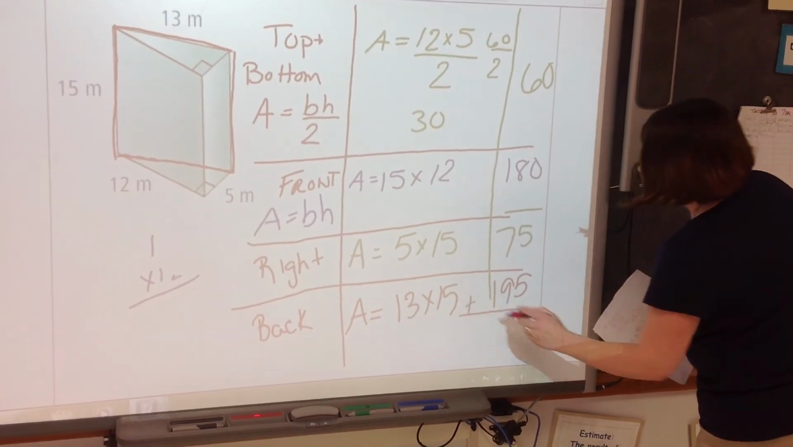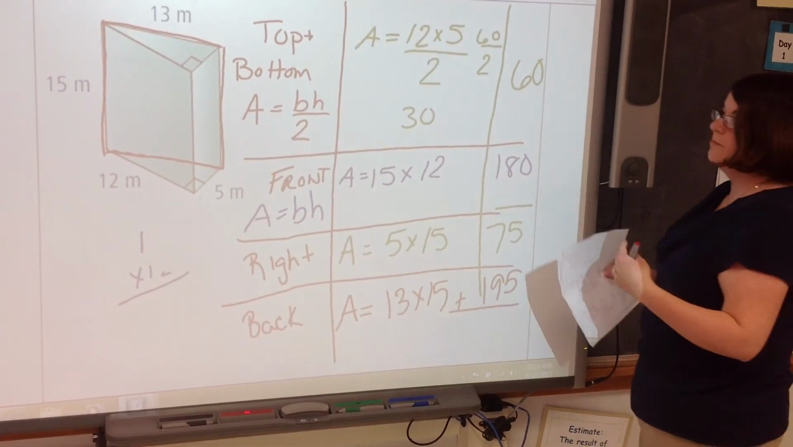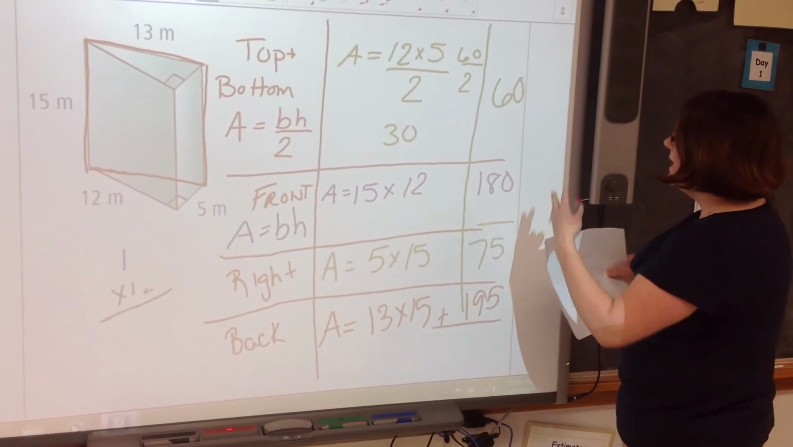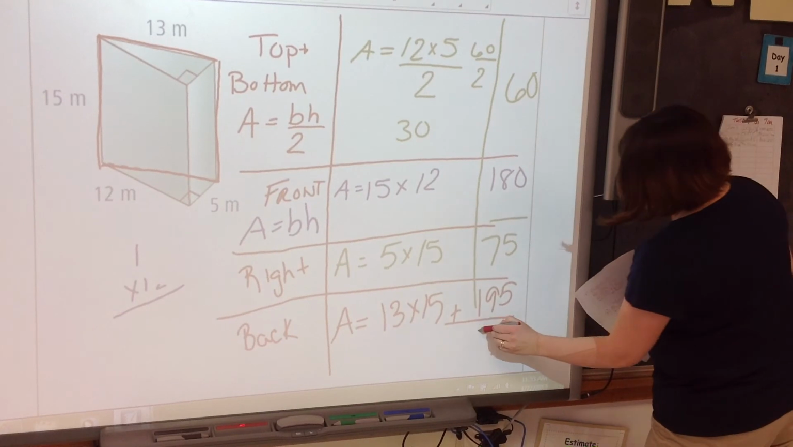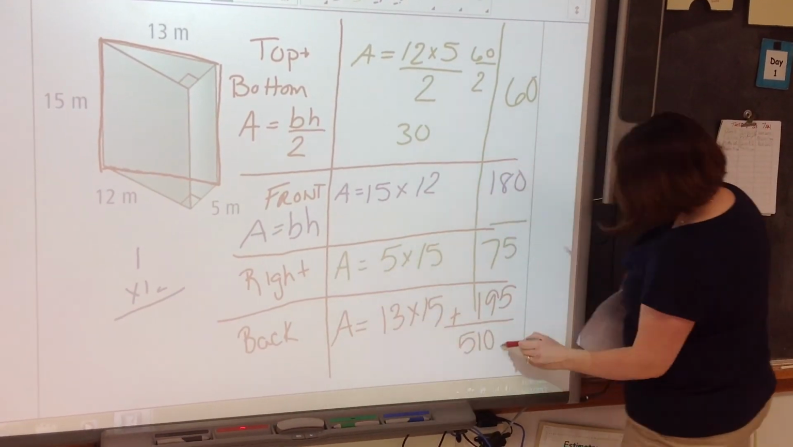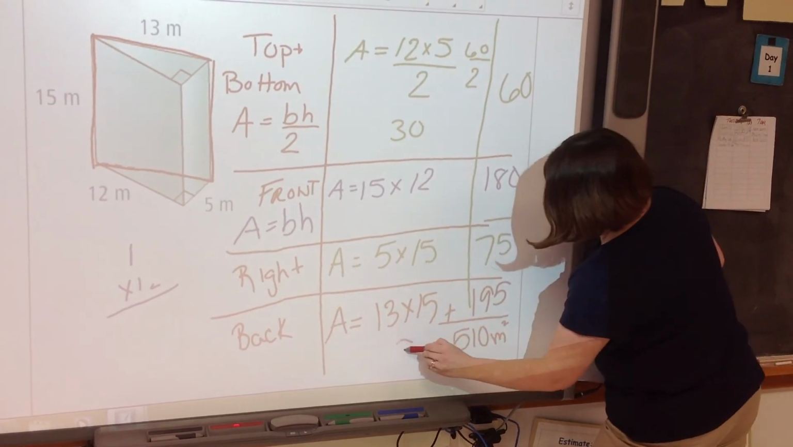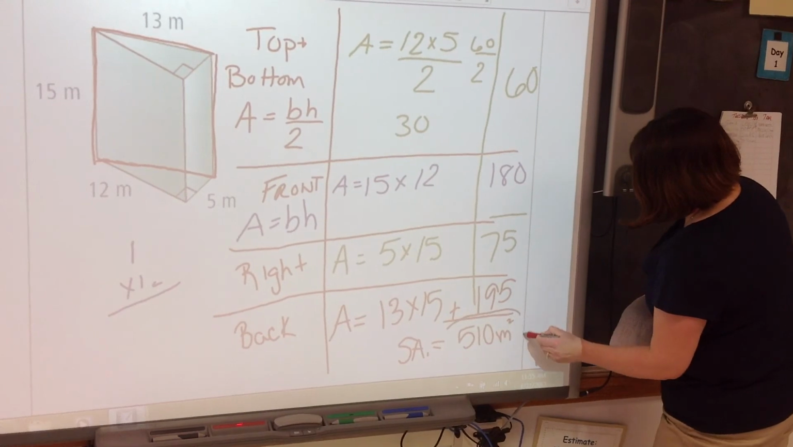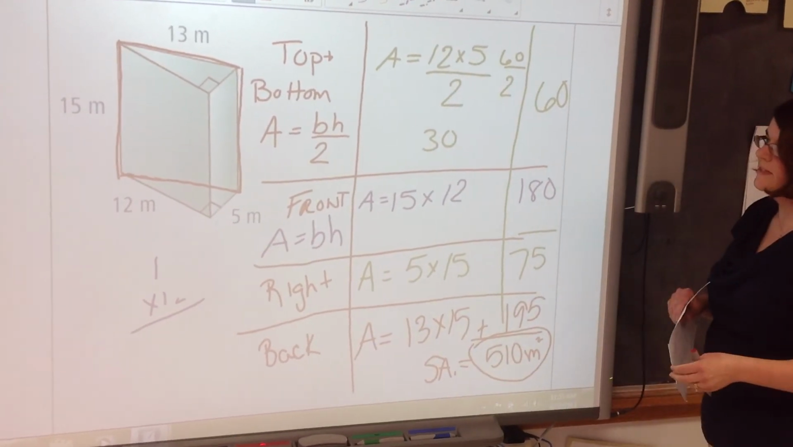Now, again, we want the total surface area. So if this was a box, you would want to know how much material makes up that box. We add the total together, and we end up with 510. And in this case, we were given meters, so we have meters squared. So the surface area, SA, is equal, and remember to put a circle around your final answer because we got a lot of pieces here.